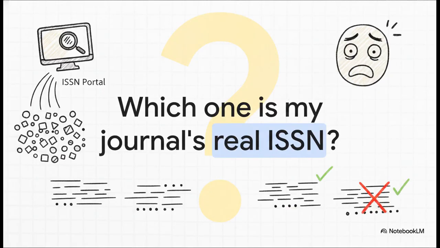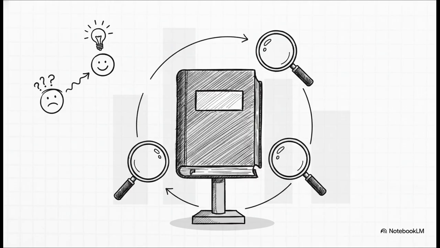So picture this. You've just launched, or maybe taken over, a journal. You head over to the official ISSN portal, type in your journal's name, and hit search. You're just looking for your one single official identification number. But instead of one neat little code, you're staring at an absolute alphabet soup of different numbers. And the immediate, incredibly frustrating question that pops into your head is, wait, which one is my journal's actual real ISSN?